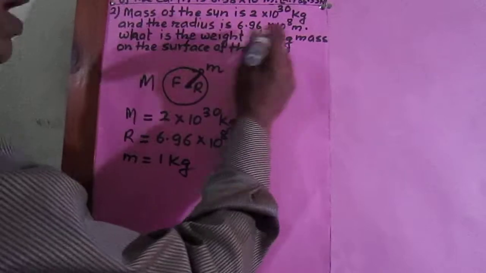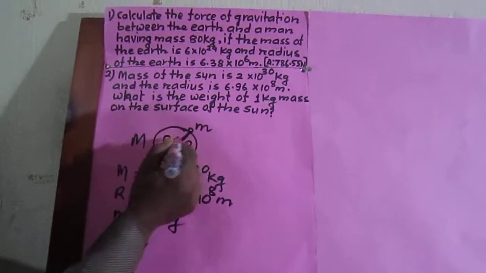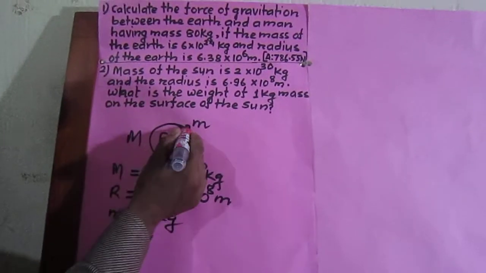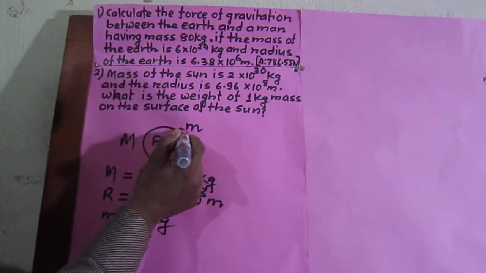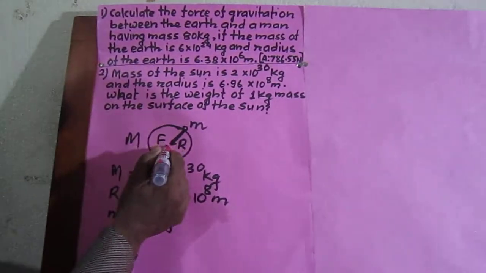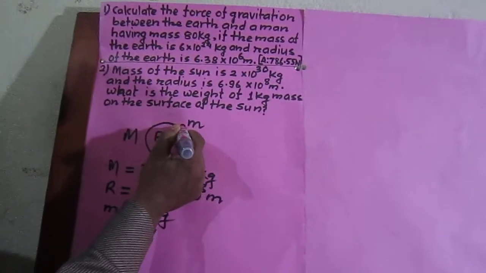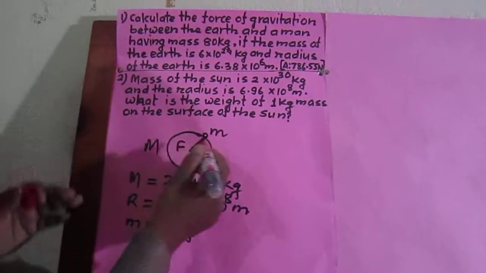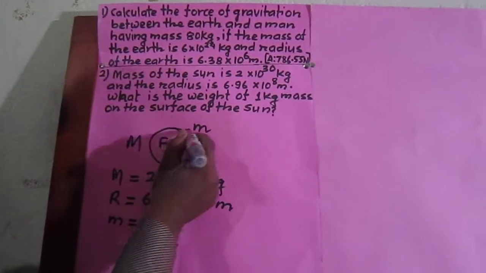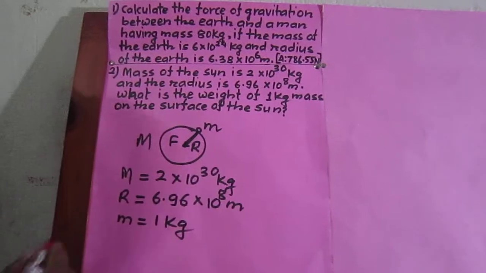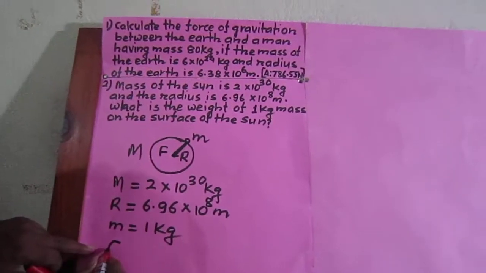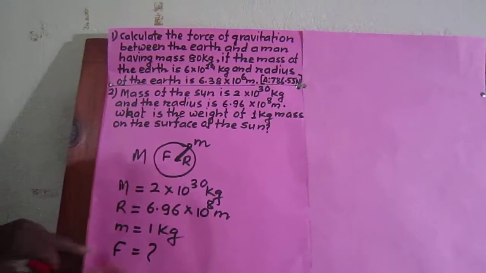Now, what is the weight of 1 kg? Weight means what? The gravitational force of the sun acting on this 1 kg mass is the weight of this body. I mean to say, the force with which the Earth attracts this mass towards its center is the weight, and the same is called the gravitational force of the sun acting on this body. That's why here gravitational force F is asked.